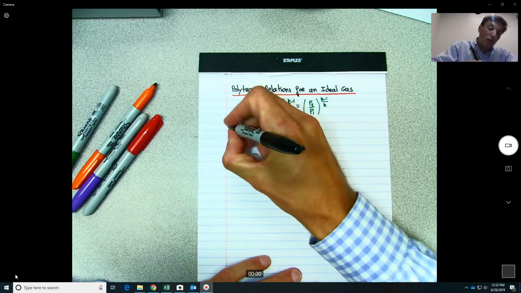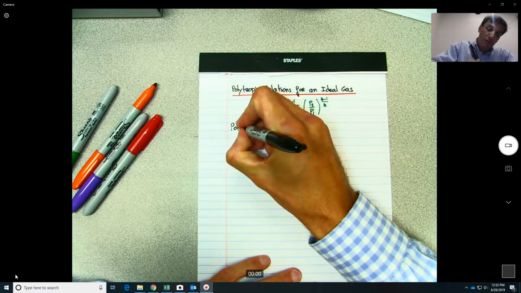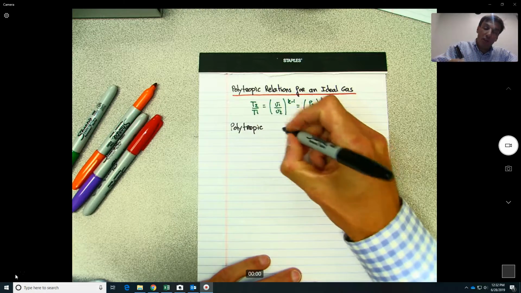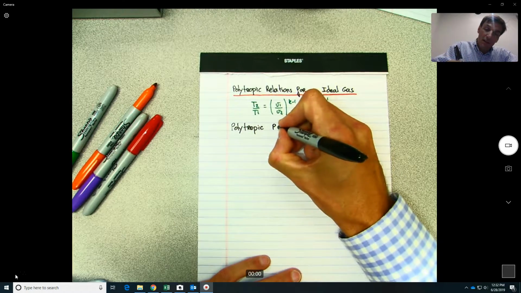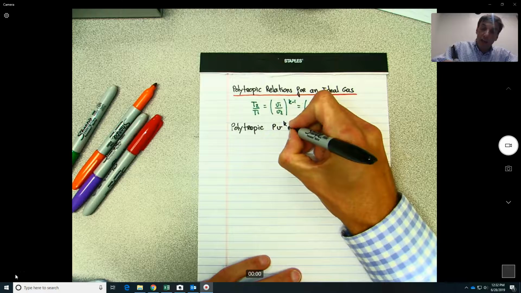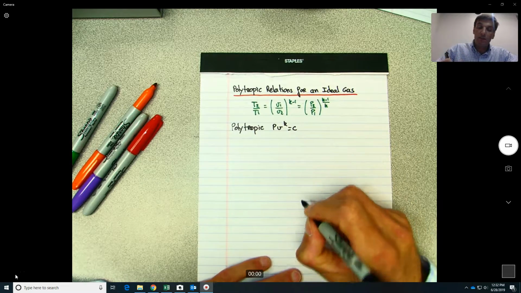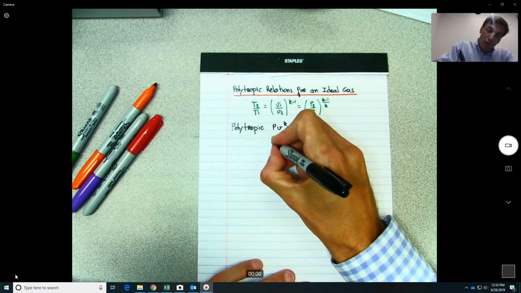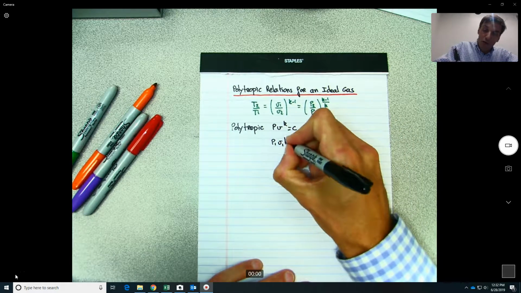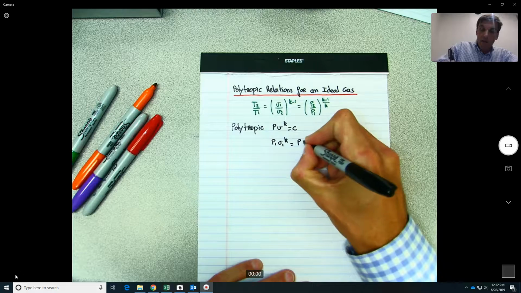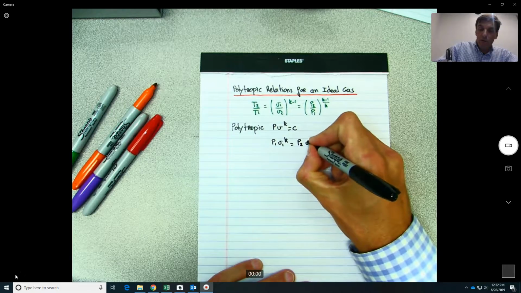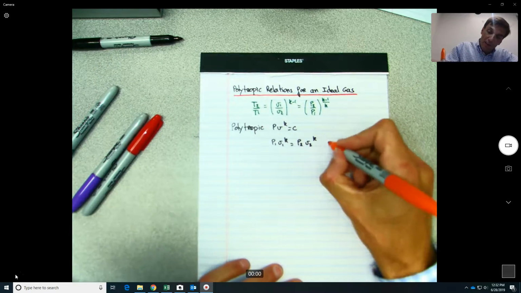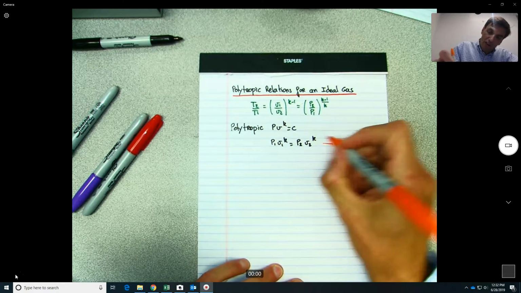So what is a polytropic? The polytropic relation is PV to the K equal to a constant. So if we use that relation, what do we have? P1 V1 to the K equals P2 V2 to the K. So basically this would be our first relation.